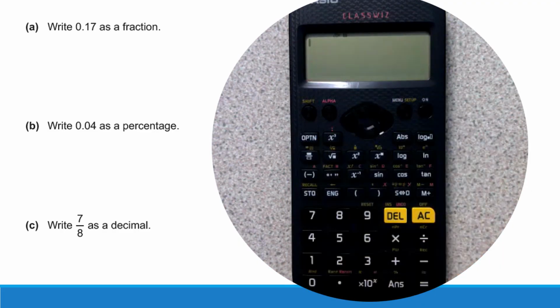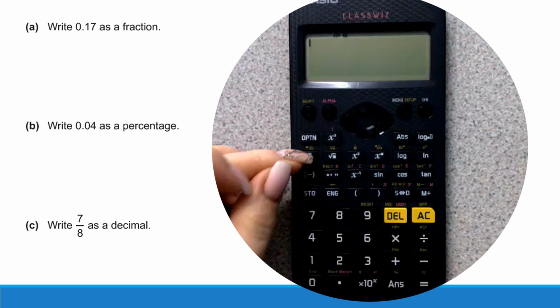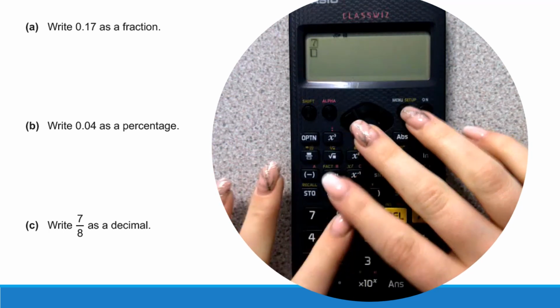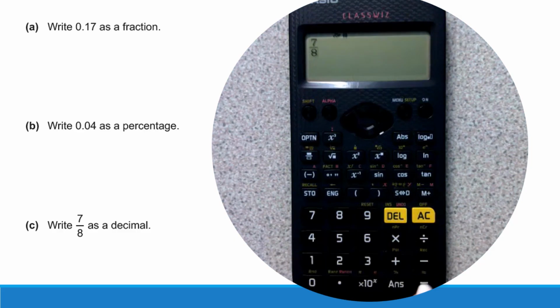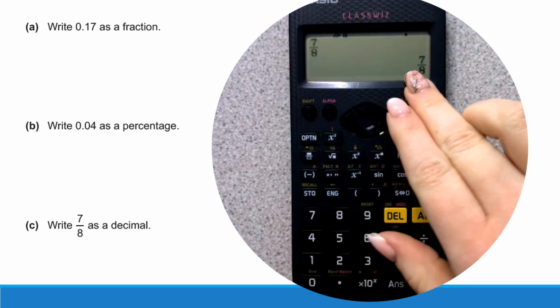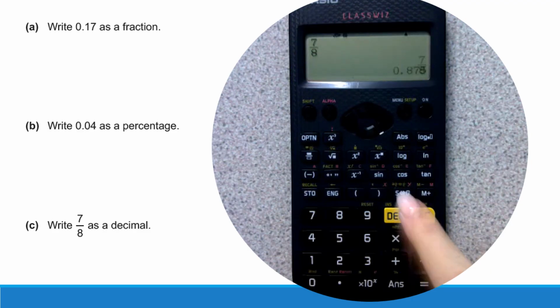If I want to write 7/8 as a decimal, click on your fraction button, 7/8. So use your arrows at the top to manoeuvre yourself between your numerator and your denominator. Press your equals button. Now it gives us 7/8 straight away, but this is where you need to use your SD button, and press your SD button and it will come up as a decimal for you.